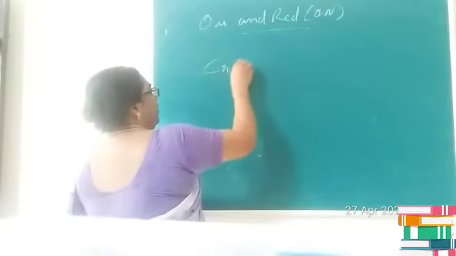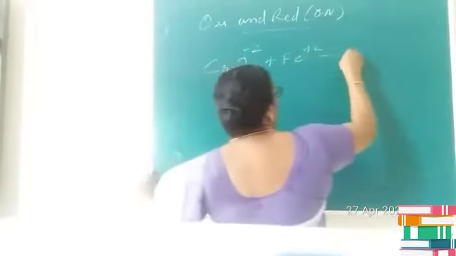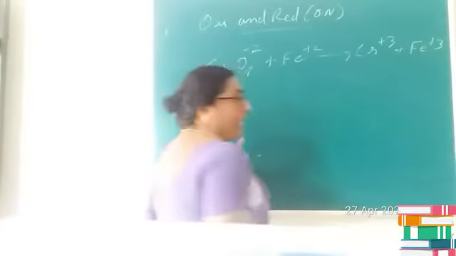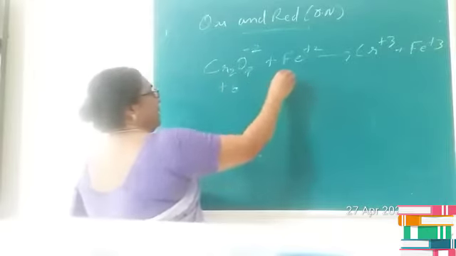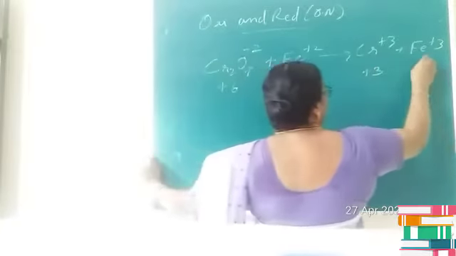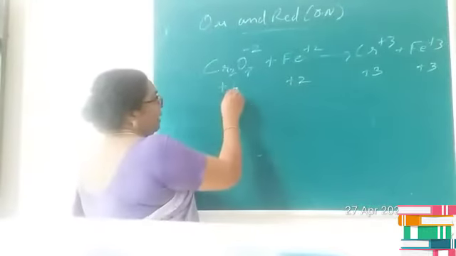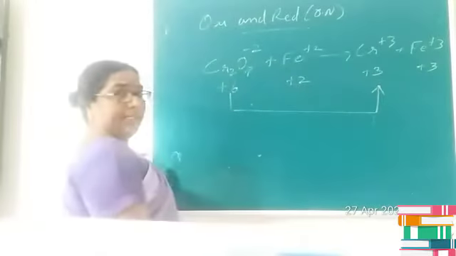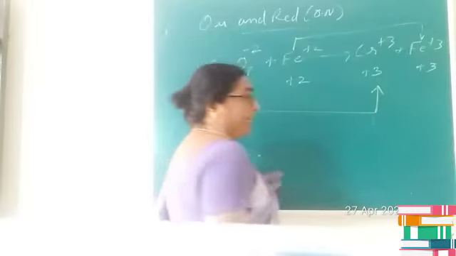For that purpose, let us consider an example: Cr2O7 2 minus plus Fe plus 2 will give you Cr plus 3 plus Fe plus 3. Let us calculate the oxidation state of every element here. Chromium is plus 6, plus 2, plus 3 and plus 3. Now listen here, we can see that the oxidation number of chromium decreased from plus 6 to plus 3, while that of Fe increased from plus 2 to plus 3.